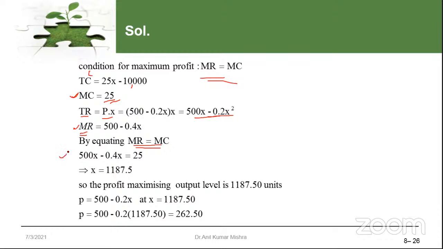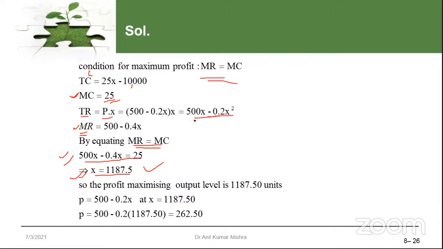When you equate the marginal revenue and marginal cost and simplify, we find the equilibrium output to be 1187.5, right? Now, this is the equilibrium quantity. We got the equilibrium quantity, but what is the price?